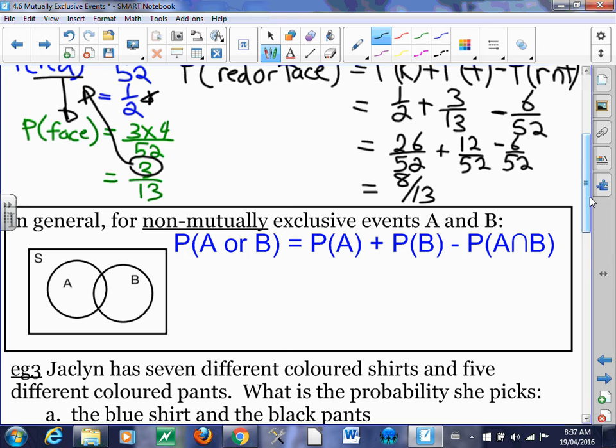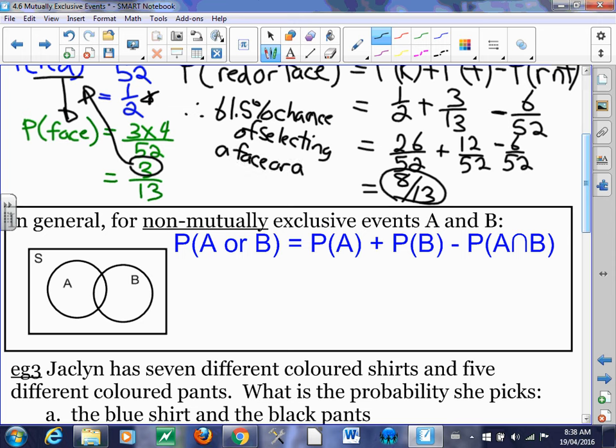Okay. And then remember, when we report on that amount, usually we change it to a percentage. So therefore, approximately 61.5% chance of selecting a face or a red card. Just make sure your answer makes sense, folks, because we know the probability of selecting a red card is 50%, and so it should be more than 50% when you add on the probability of getting a face card. Okay, just make sure your answer is reasonable.